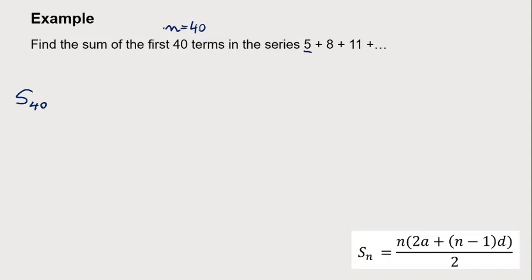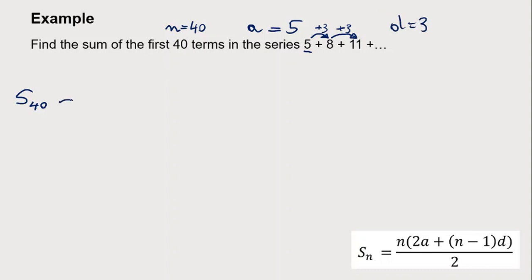From this, I can deduce that the first term in the sequence is 5, so that's where I start from. So I know the value of A, I know the value of n. What's the value of D? Well, what number do I need to add to 5 to get to 8, what number do I add to 8 to get 11? The answer is 3, so I know that the difference is 3.